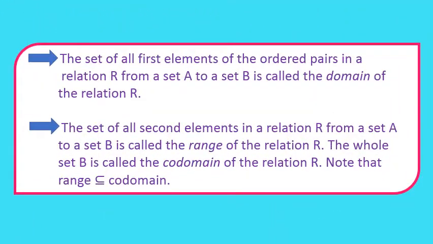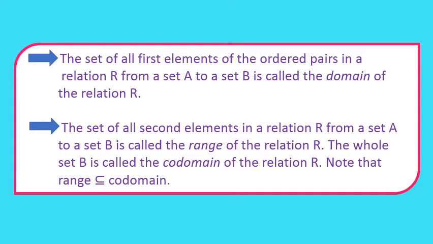Now the set of all first elements of the ordered pairs in a relation R from set A to set B is called the domain of the relation R. Now we know what is the relation. It is the subset of the Cartesian product A cross B. Now the subset will be in the form of ordered pairs again. Now in the ordered pairs, we take the first element of all the ordered pairs and form a set. Okay, so that set containing all the first elements of the ordered pairs is called the domain of the given relation. And the set of all second elements in the relation from the set A to set B is called the range of the relation R.